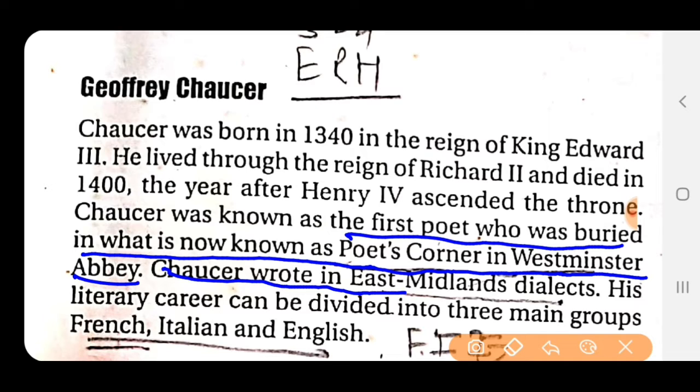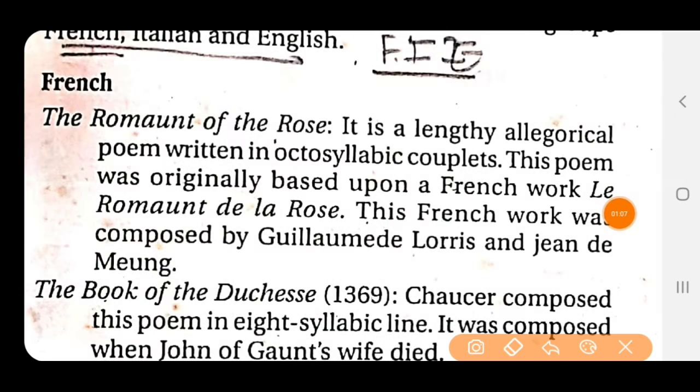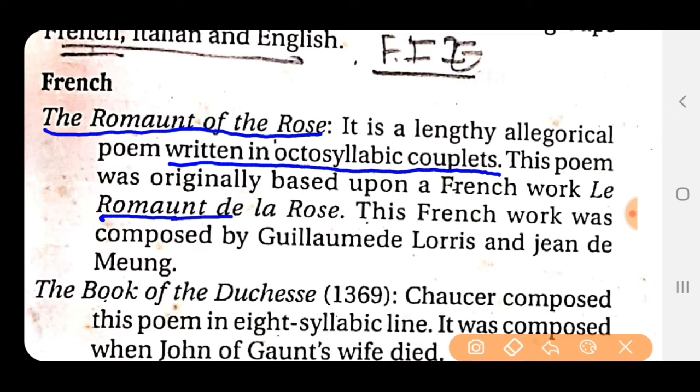Chaucer wrote in East Midland dialects. His literary career can be divided into three main groups: French, Italian, and English. During his French period, he wrote The Romaunt of the Rose. It is a lengthy, allegorical poem written in octosyllabic couplet. The poem was originally based upon a French work, Le Roman de la Rose. The French work was composed by Guillaume de Lorris and Jean de Meun.